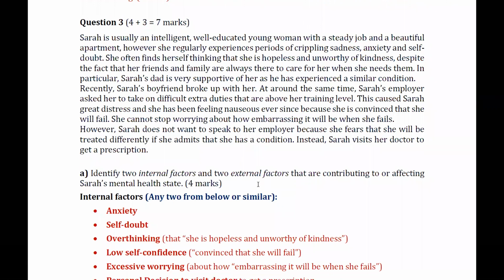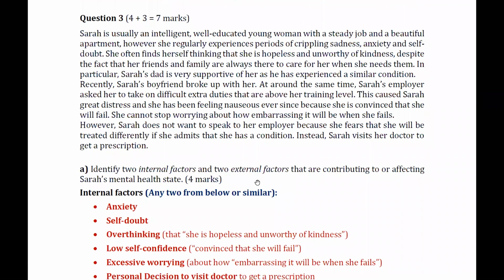Okay, moving on to question 3, which is another case study. So it's a kind of big case study. We'll read through it anyway. So Sarah is usually an intelligent, and as I read through this, I'll probably just underline the key things that kind of stick out, okay, in terms of this case study.